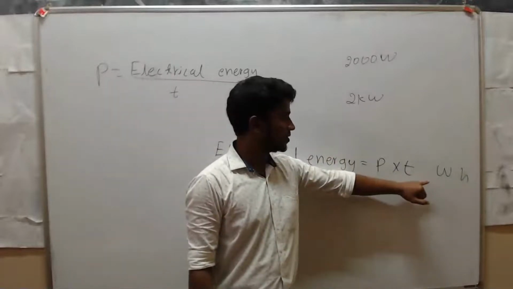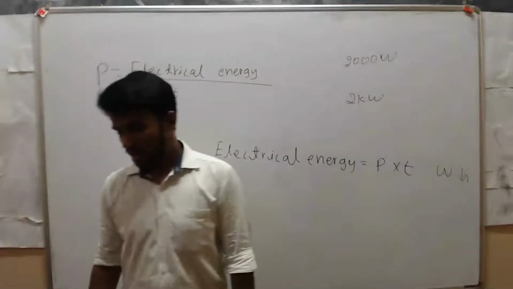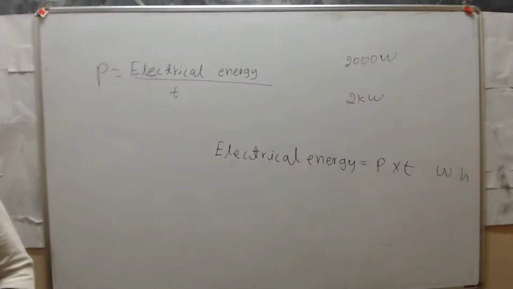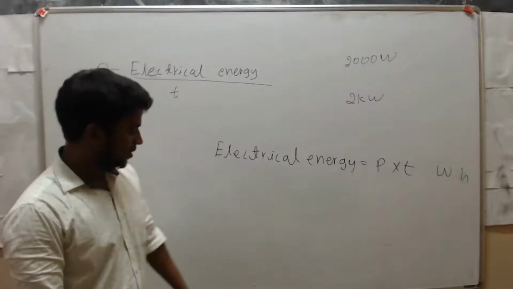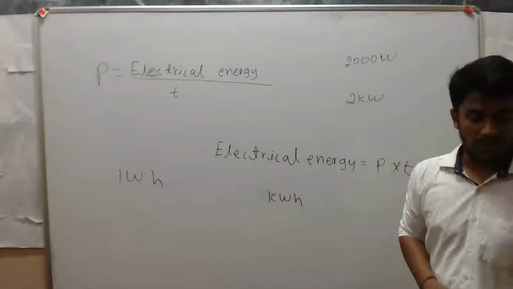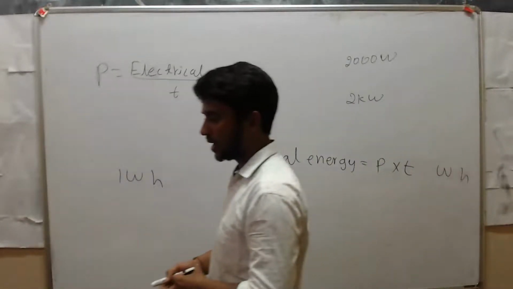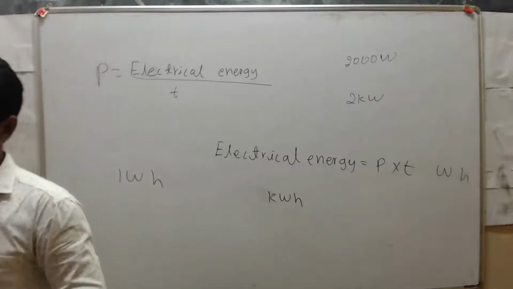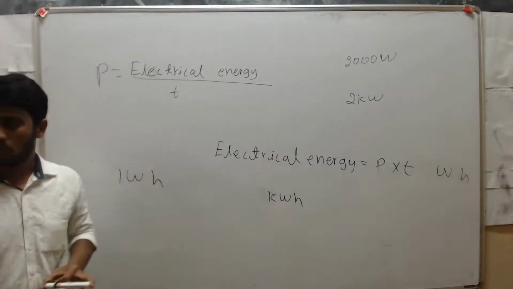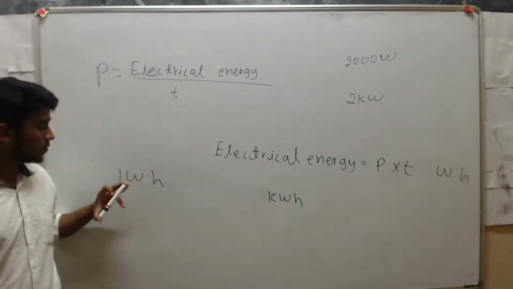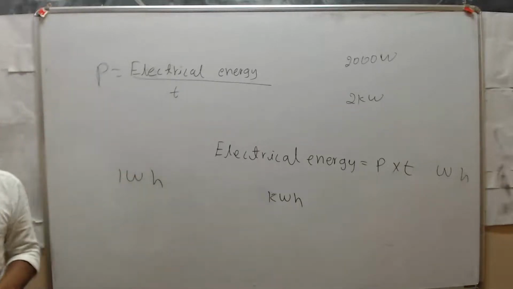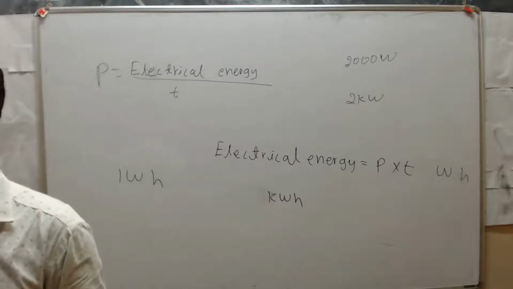Even this watt hour is very small. For example, you are doing one work, and to complete that work you take a supply voltage of 1 volt and a current through that conductor of 1 ampere. Then we can say the power of that bulb is 1 watt. Now what is 1 watt hour? The electrical energy is 1 watt hour. Then what is the meaning?